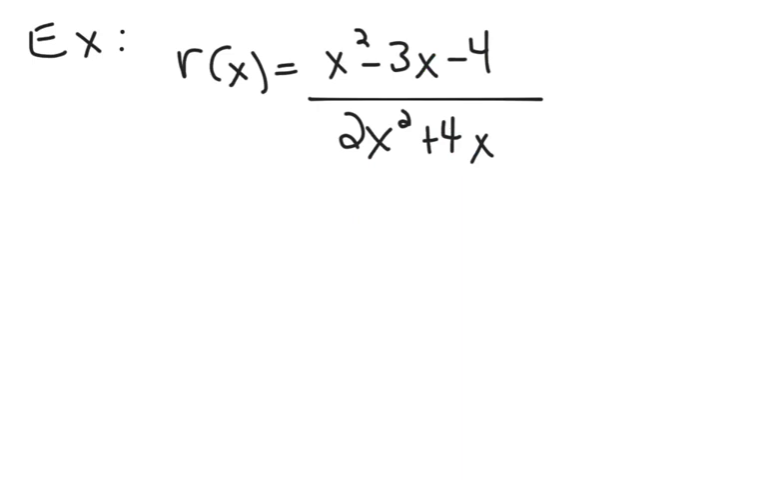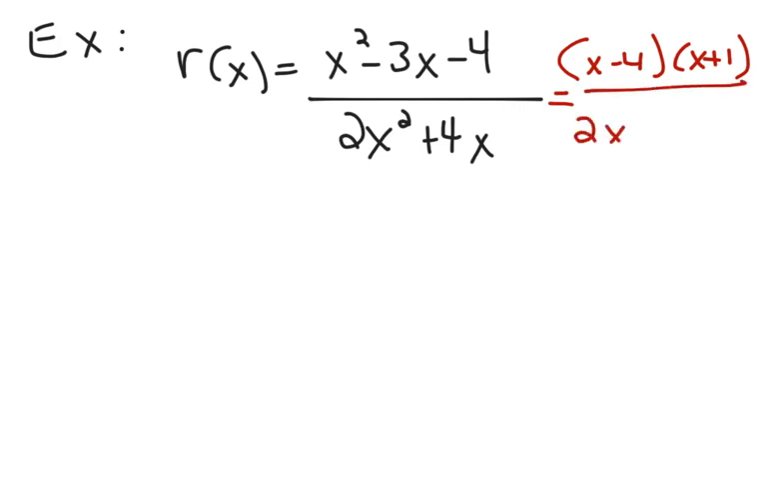Alright, let's do this again, but this time I'm going to talk a little bit about how you determine the end behavior near the asymptotes. Sometimes one of the best ways of starting these problems is factoring everything if you can. Remember, not all these polynomials can be factored. It just so happens the numerator can be factored into x minus 4 times x plus 1. And in the denominator, you can take out a 2x, and you're left with x plus 2.